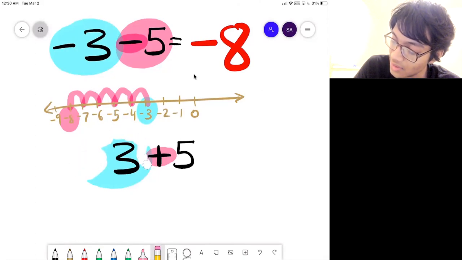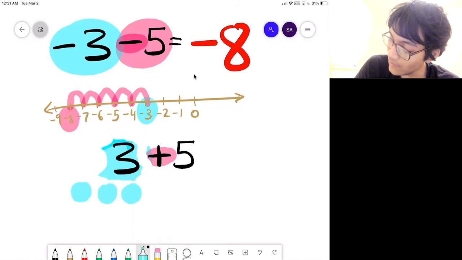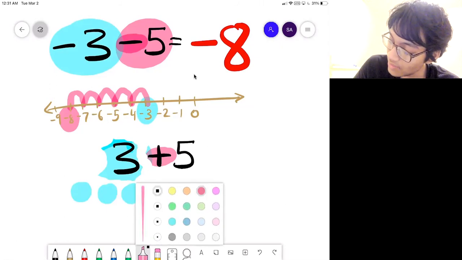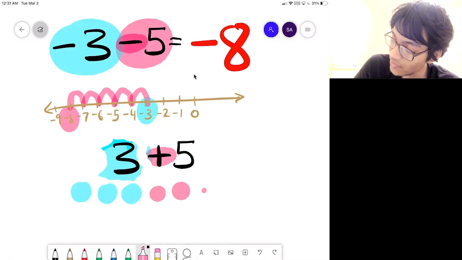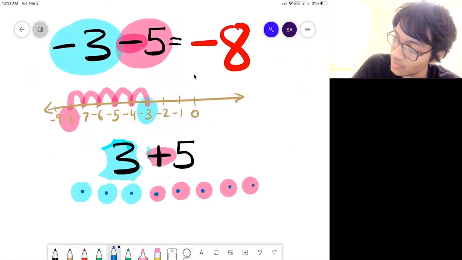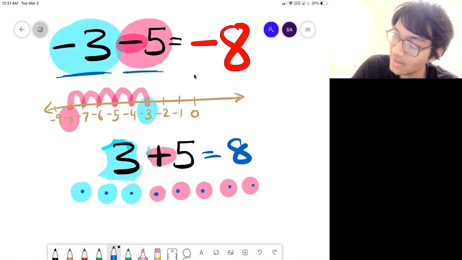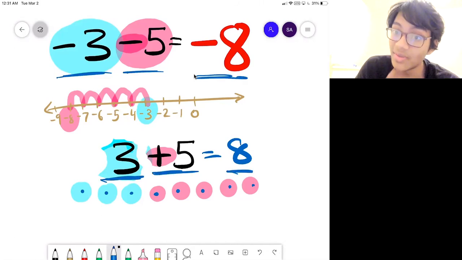Well, let's draw some apples. I got 3 apples here. 1, 2, 3. Okay. And I'm going to add 5 more. 1, 2, 3, 4, 5. How many apples do I have? I have 1, 2, 3, 4, 5, 6, 7, 8 apples. Do you see something? Well, minus 3 minus 5 is minus 8, plus 3 plus 5 is plus 8. I think that's pretty cool.